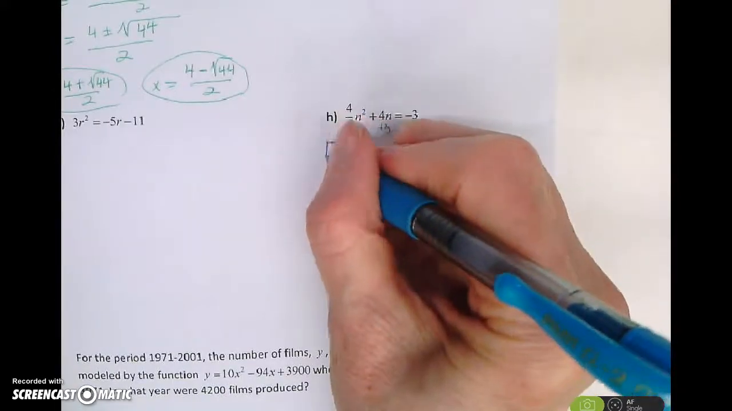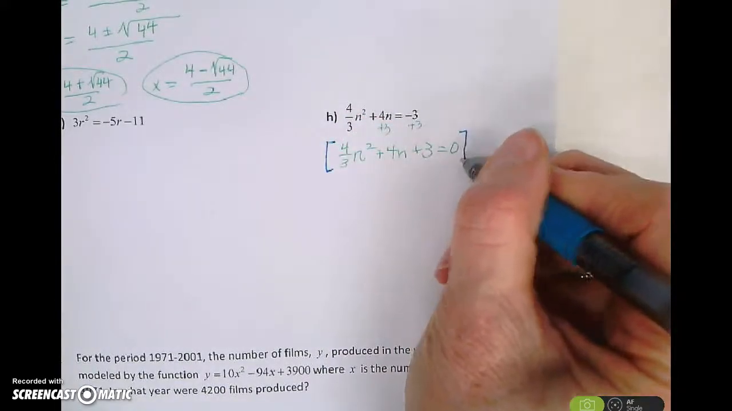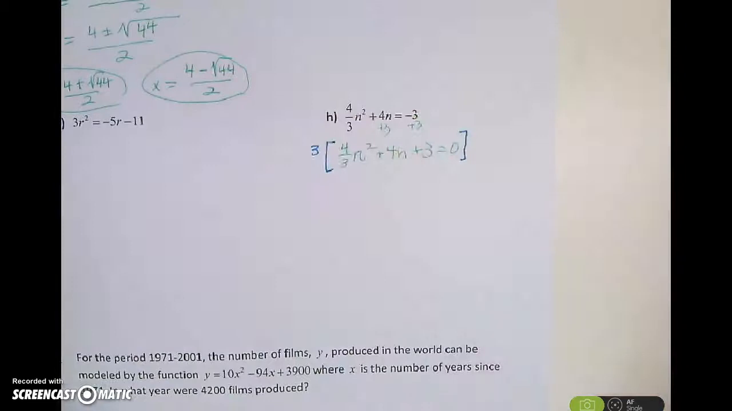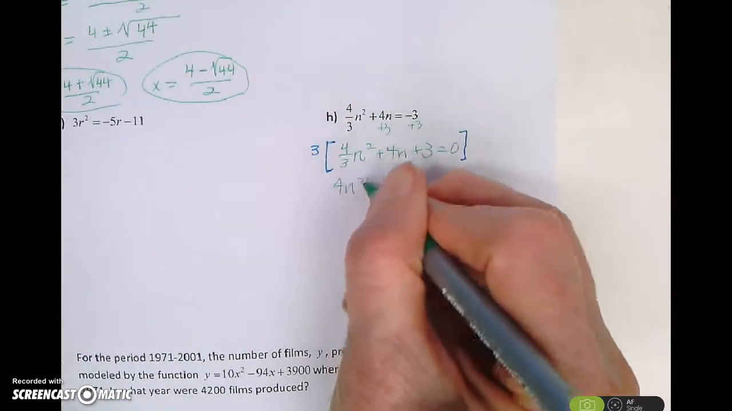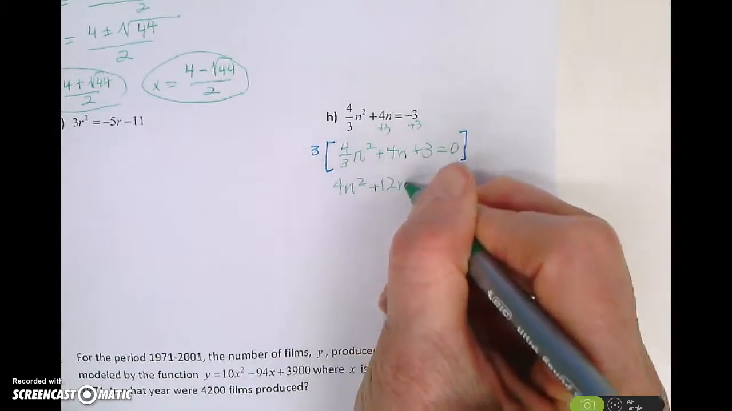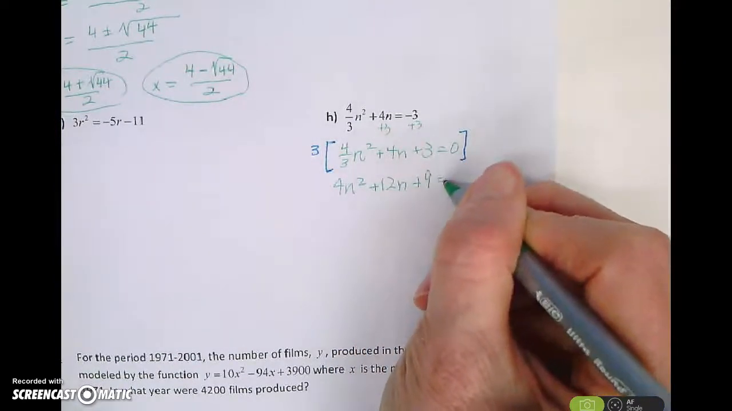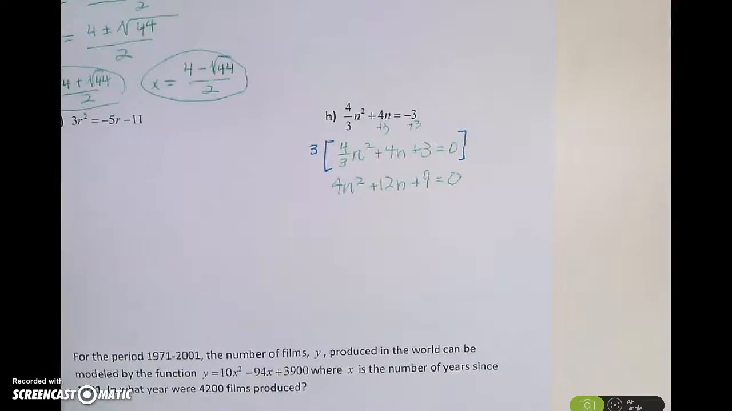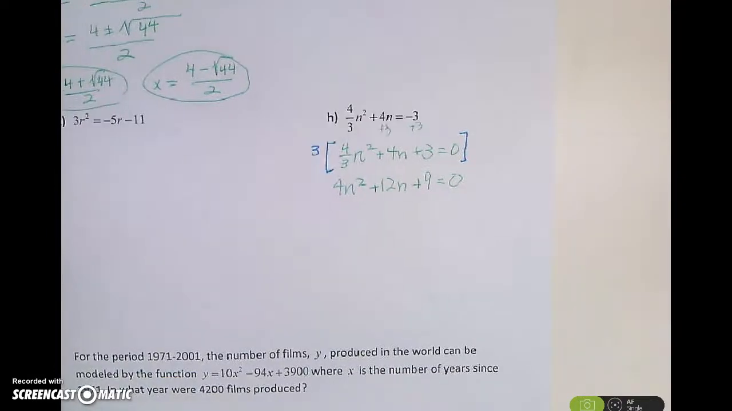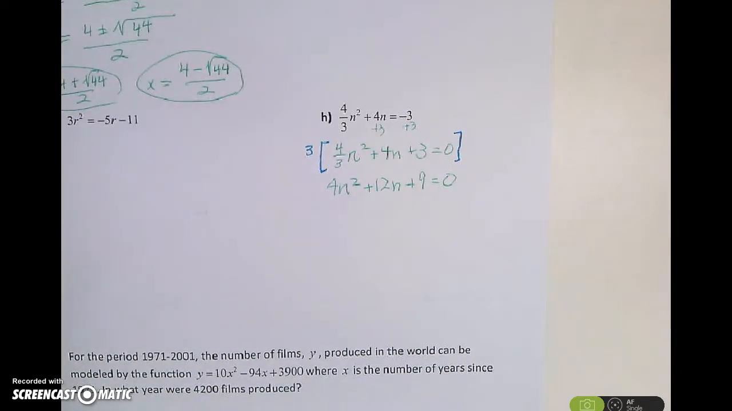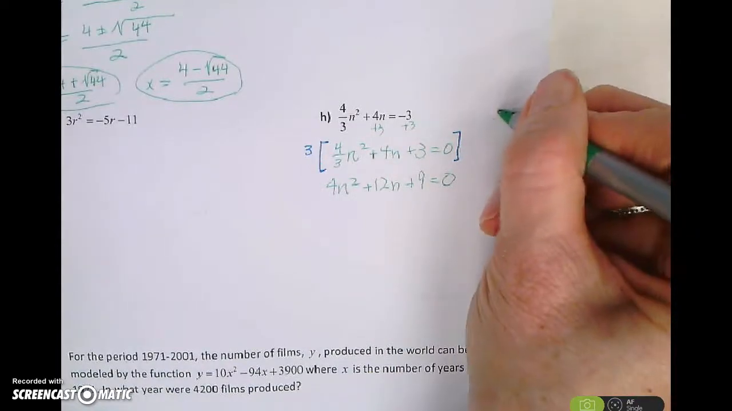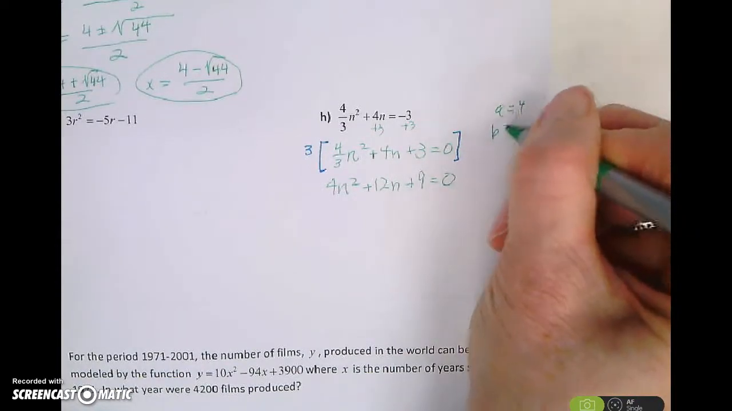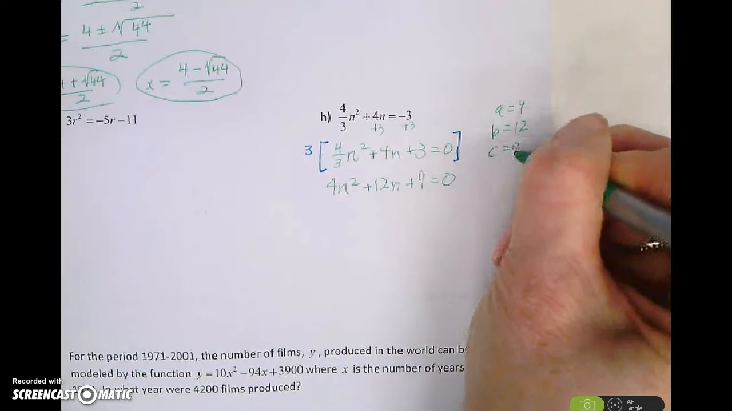What I'm going to do, though, is I'm going to eliminate that fraction by multiplying through by 3 and get 4n squared plus 12n plus 9 is equal to 0. Because I'm not using a calculator, I'm going to need to do that, and I would rather work with integers than with fractions. So in this case, a is 4, b is 12, and c is 9.